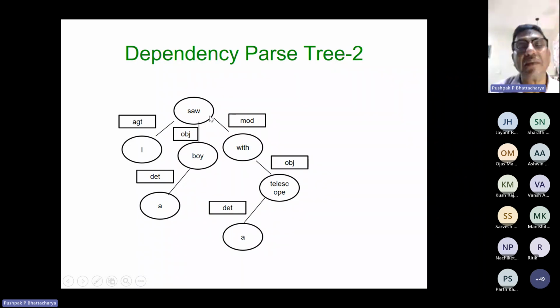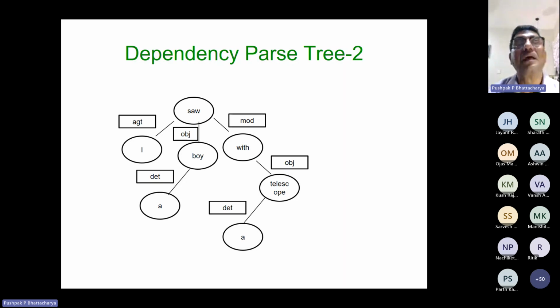Let me make this point once more, more clearly. The dependency parsing brings out the relationships between the entities in a sentence much more clearly. And it is the entities and the relationships which contribute to the meaning of the sentence. That's why dependency parsing is closer to meaning extraction.